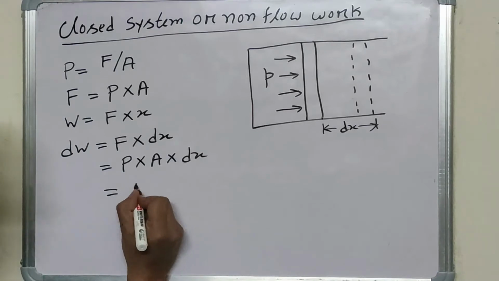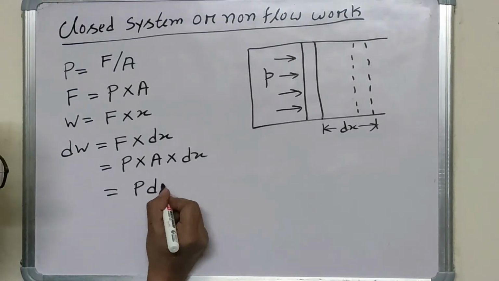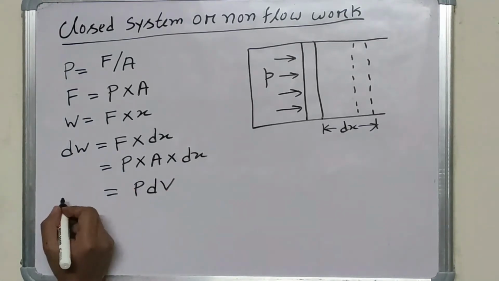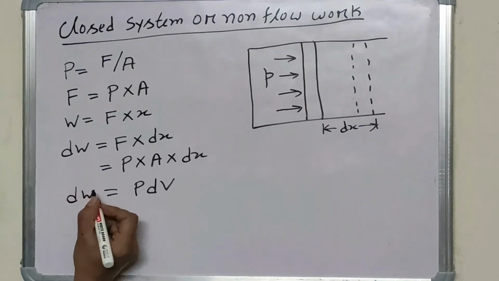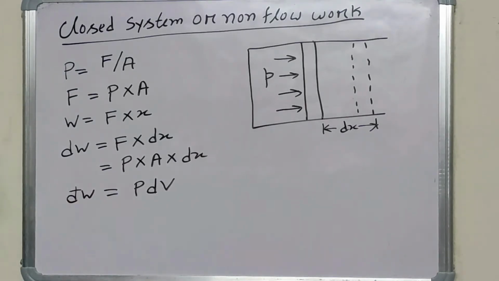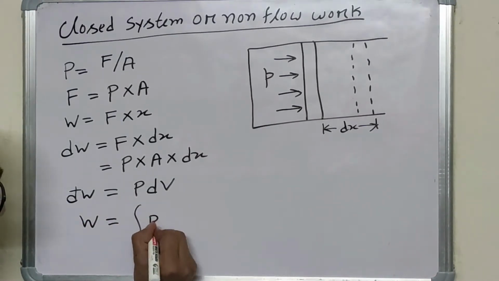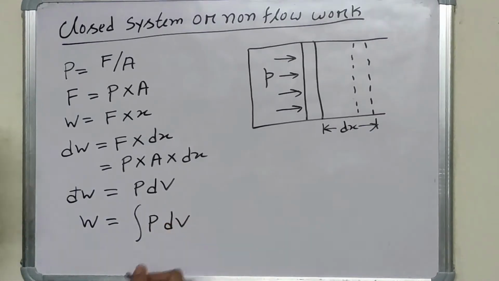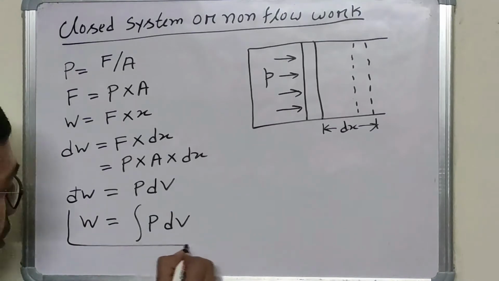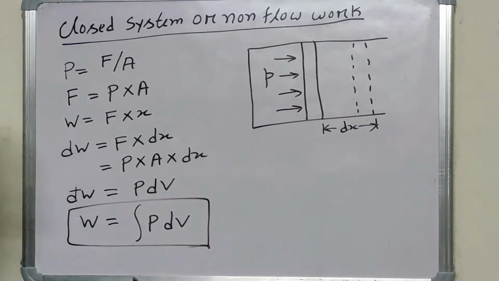So that is the volume. So the work done is equal to integration of P dV. P is the pressure, and dV is the change in volume. That is the closed system or non-flow process work.